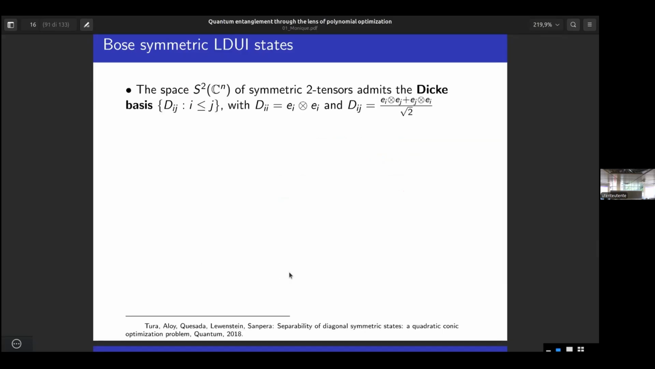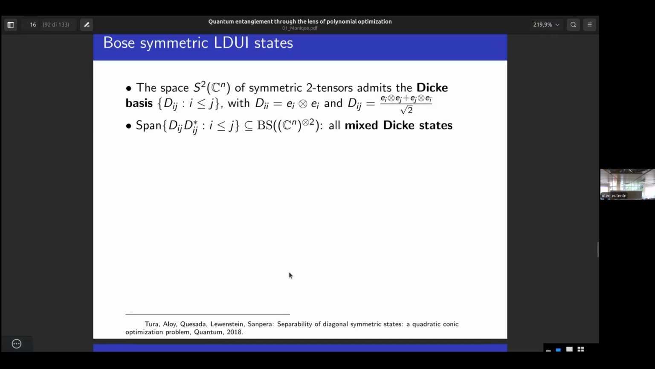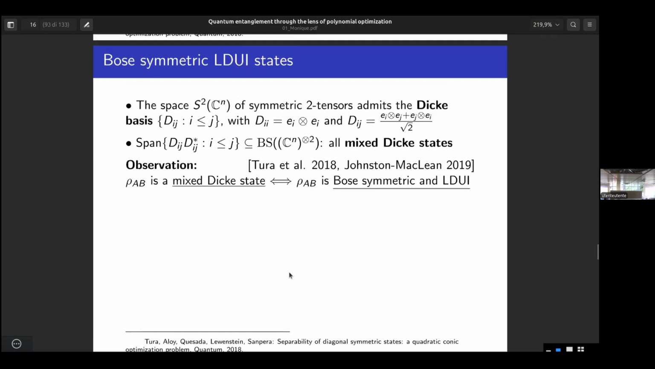So now let's marry the two structure properties, both symmetry and being LDUI. Maybe we look at this observation. If your bipartite state is both symmetric and LDUI, this is known in the literature as being diagonal symmetric, or as being a mixed Dicke state.